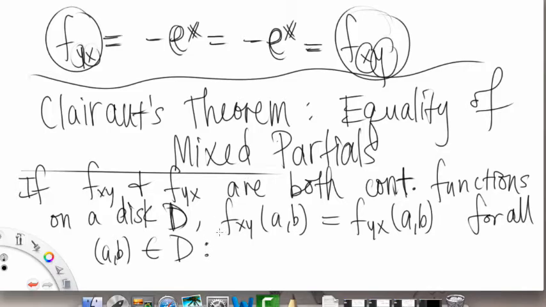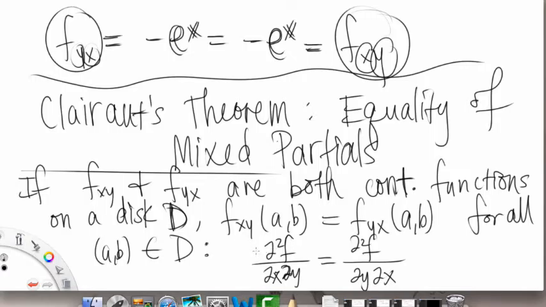In a simpler fashion, it's saying that the mixed partials are equal if they're both continuous. Another way to write the second order partials is according to Leibniz's notation, which involves the fancy d's or the normal d's. So this is Clairaut's theorem of mixed partials.